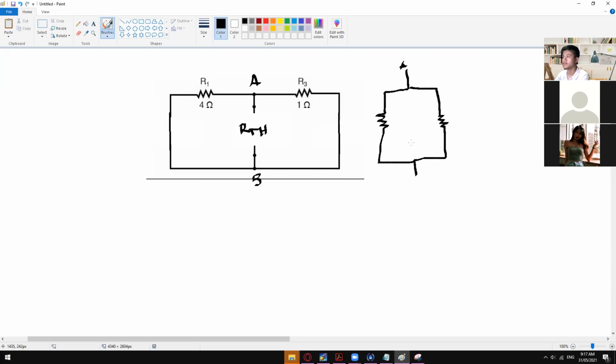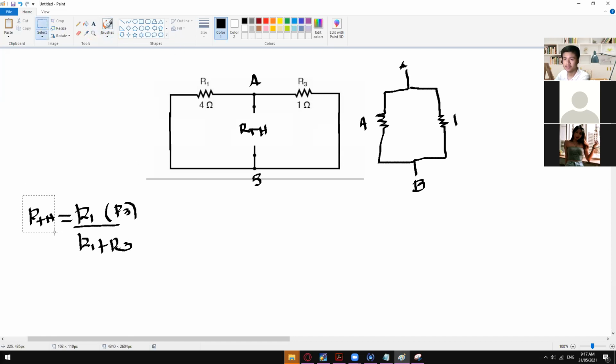So this is our node A, this is our node B. So 4 ohms right here, and then 1 ohm right here. So as you guys can see, we'll get the same result. So R1 times R3 divided by R1 plus R3.